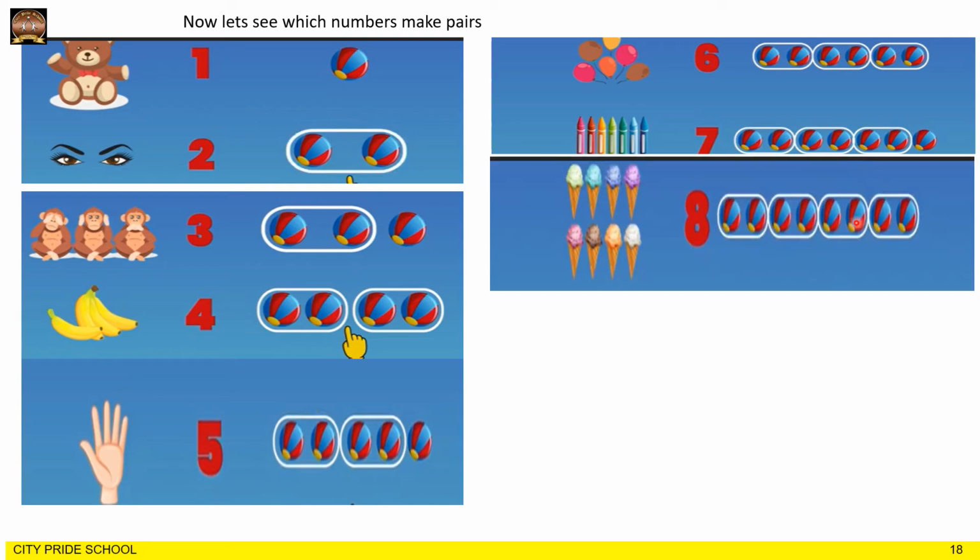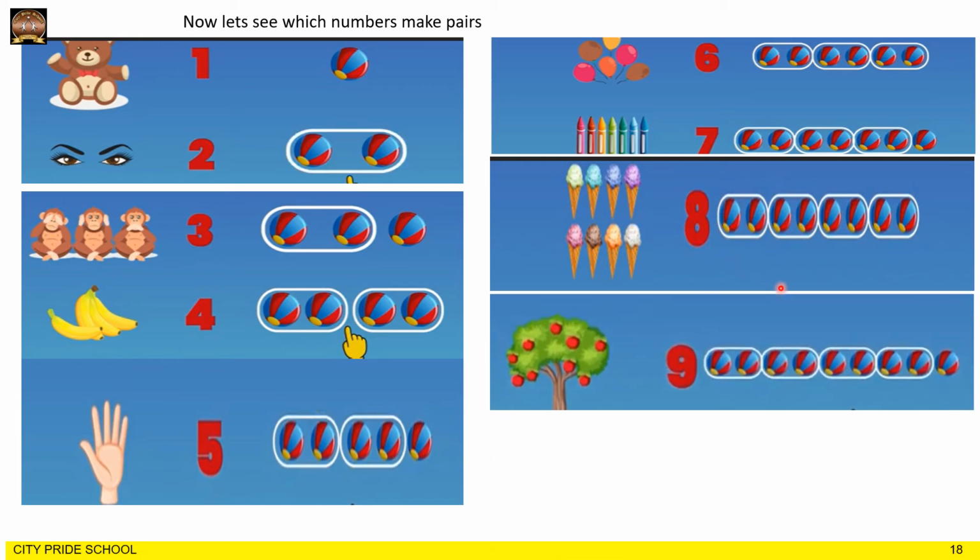Number 8, yes. So we get one pair, second pair, third pair and fourth pair. All the 8 balls can be paired up. Okay. Number 9, no, a single ball is left alone. So this number 9 also cannot be paired properly, right?